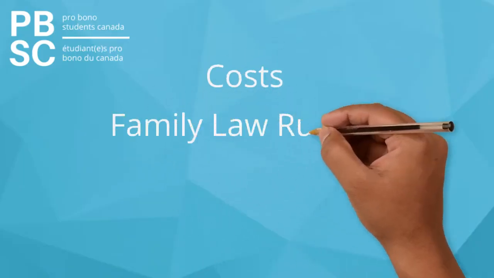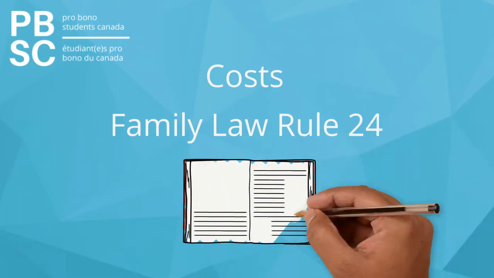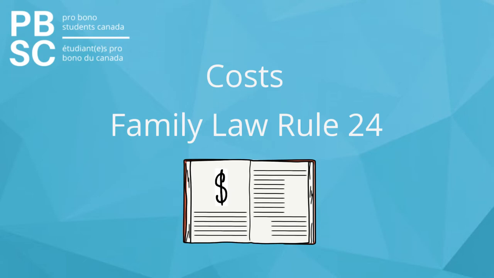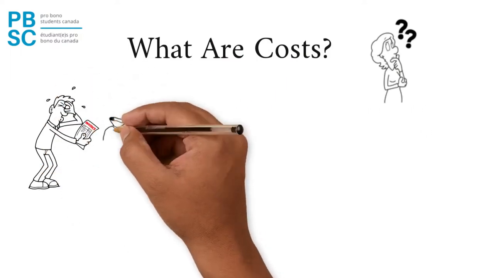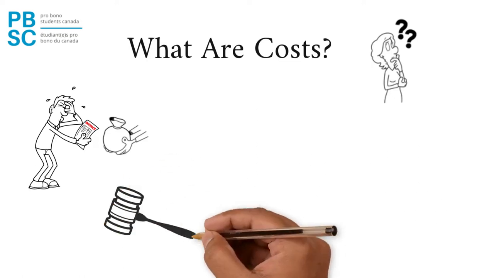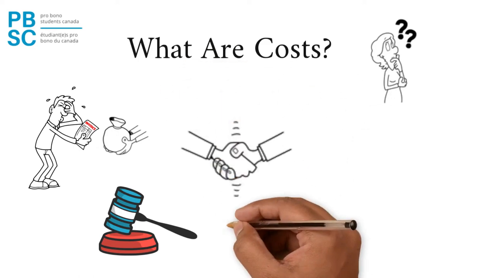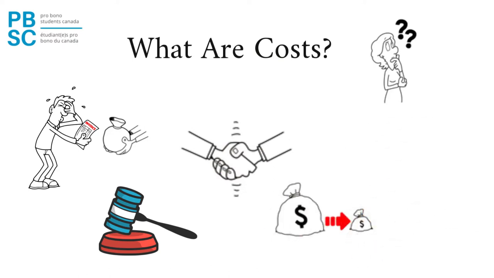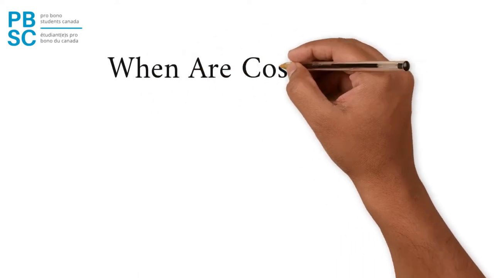Costs. Family Law Rule 24. In this video, we will provide an overview of how costs are awarded and determined. What are costs? In family law, cost refers to when one party has to pay some or all of the legal costs of the other party. A judge can make a court order for costs. The main purpose of awarding costs is to create a consequence that encourages settlement, partly compensates for legal fees spent, and discourages inappropriate behavior.